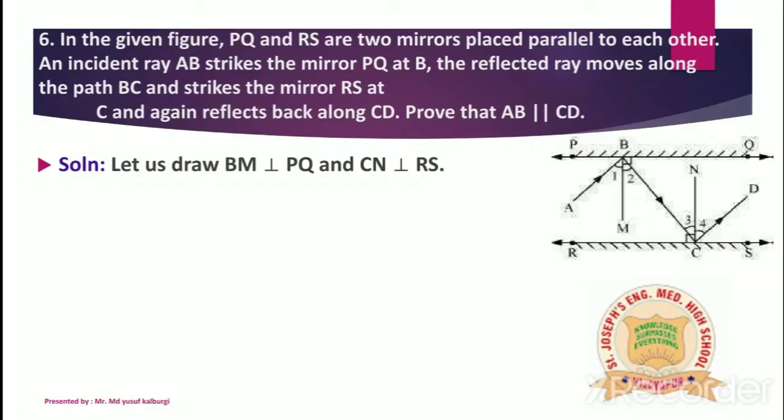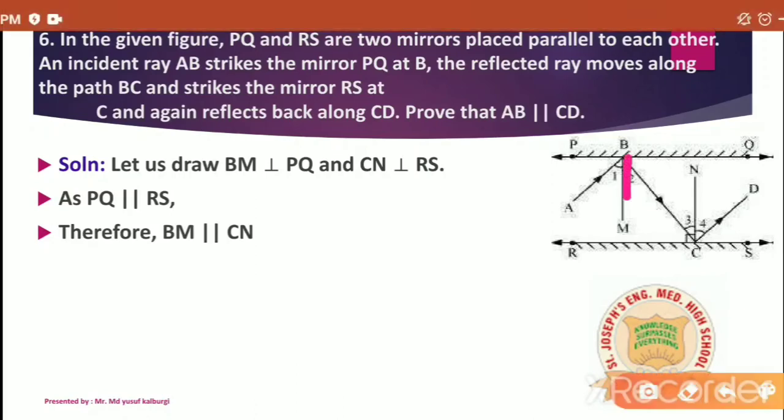Now we also know that PQ is parallel to RS. It has been given. Next, when you draw perpendiculars between parallels, they are also parallel to each other. So that's what we are going to write: BM is also parallel to CN. Observe that BM and CN are two parallel lines, and BC is a transversal for both the parallel lines.